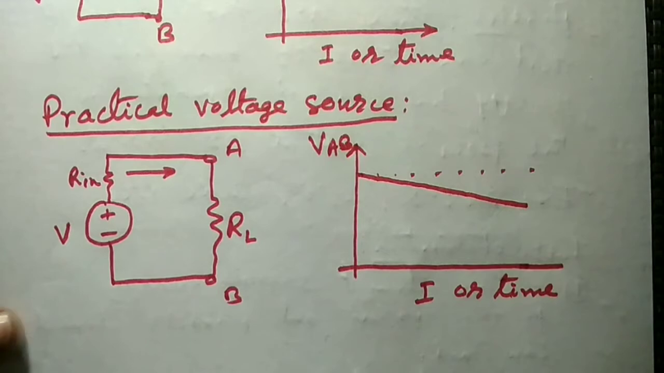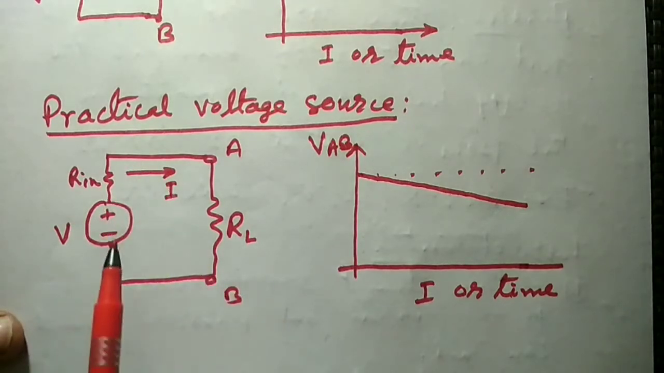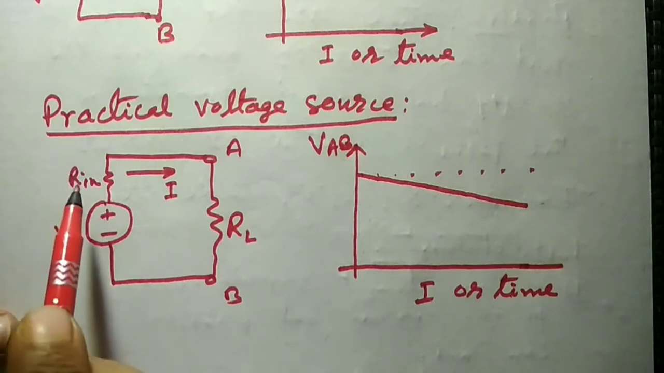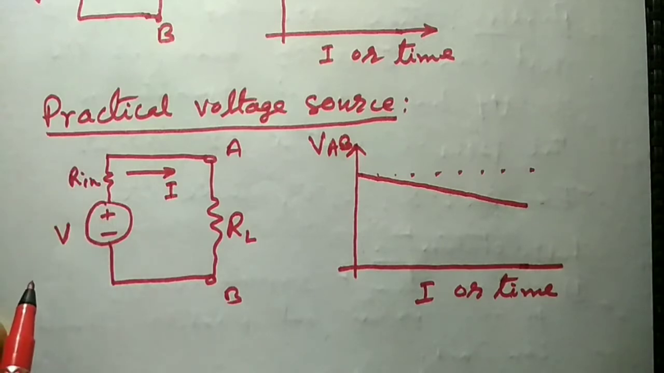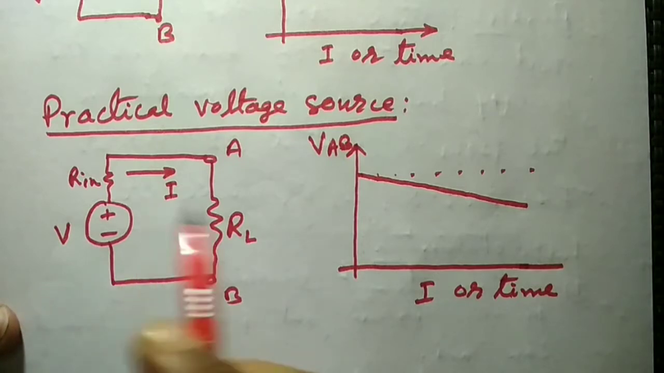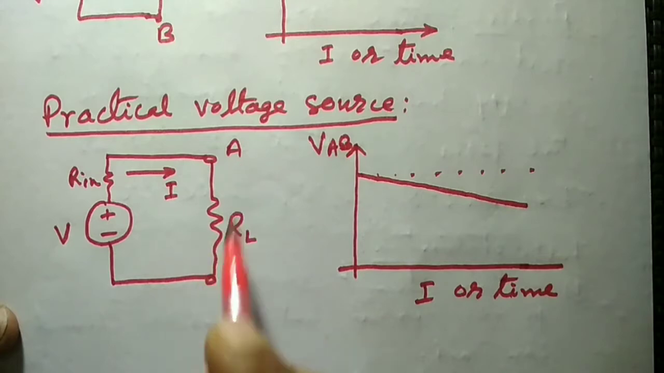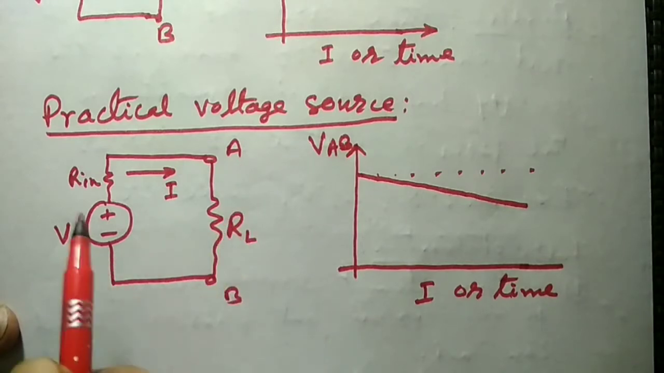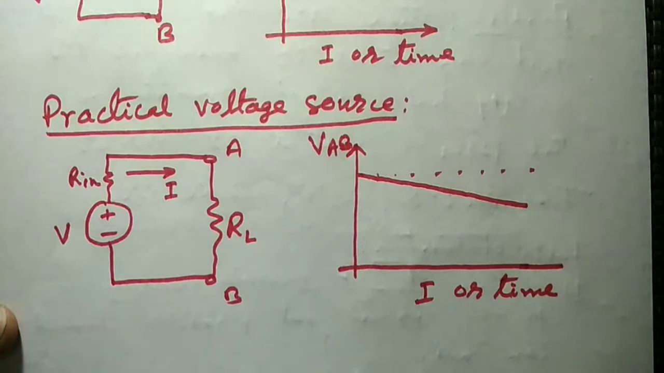This is because, if the current in the circuit is gradually increasing, then there will be a voltage drop across the internal resistance of the source. Therefore, the voltage obtained across the load resistance will be gradually decreased, and this is because of the voltage drop in the internal resistance of the voltage source.